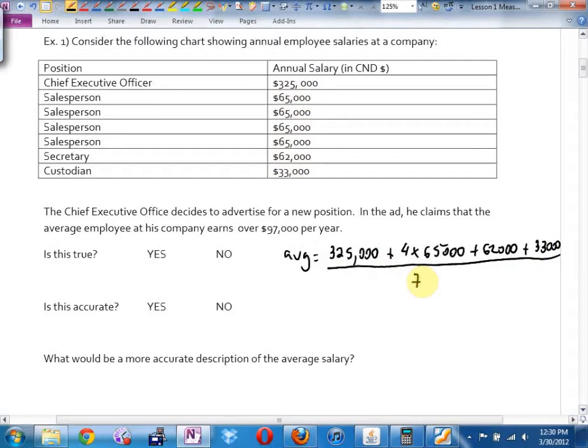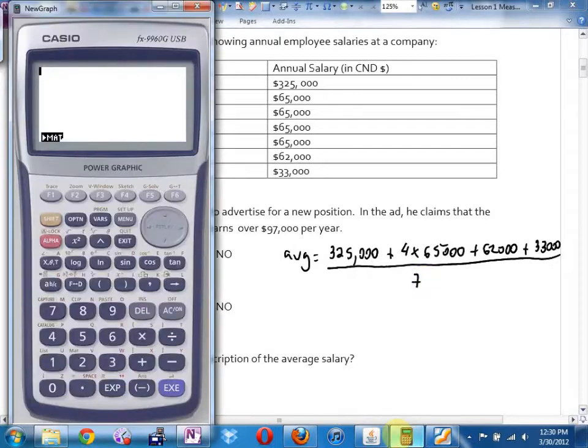That's one way, Courtney, of calculating an average. We're going to give that method a specific name in math because average isn't specific enough. Oh, Courtney, is there more than one number on the top? Brackets. On the graphing calculators, you actually have brackets, so 325,000 plus 4 65,000s plus 62,000 plus 33,000 divided by 7.